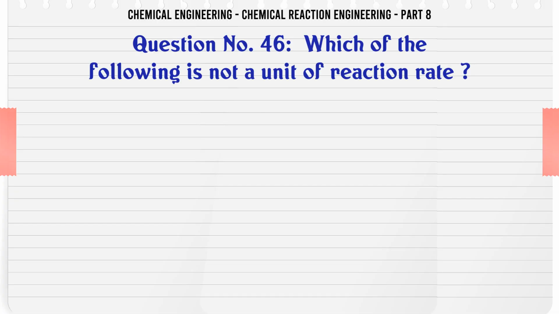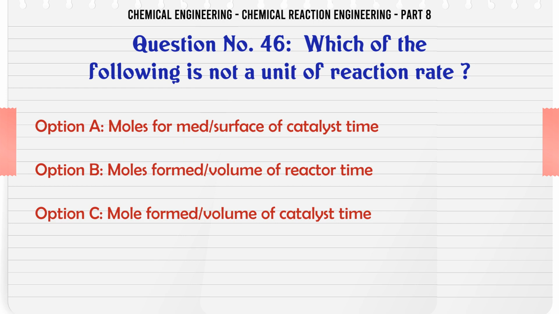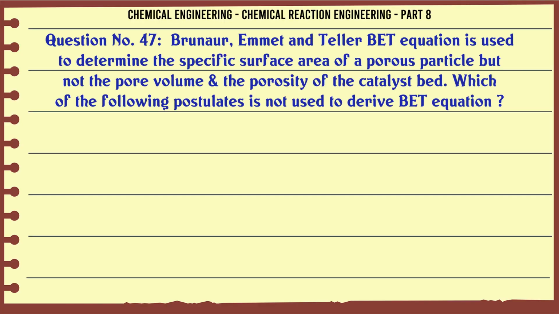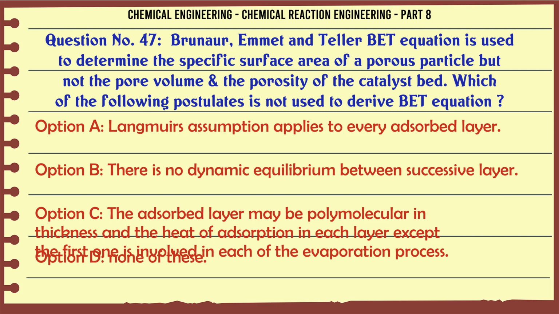Which of the following is not a unit of reaction rate? A. moles formed per unit surface of catalyst per time, B. moles formed per volume of reactor per time, C. moles formed per volume of catalyst per time, D. none of these. The correct answer is none of these. Brunauer, Emmett and Teller (BET) equation is used to determine the specific surface area of a porous particle but not the pore volume, the porosity of the catalyst bed.